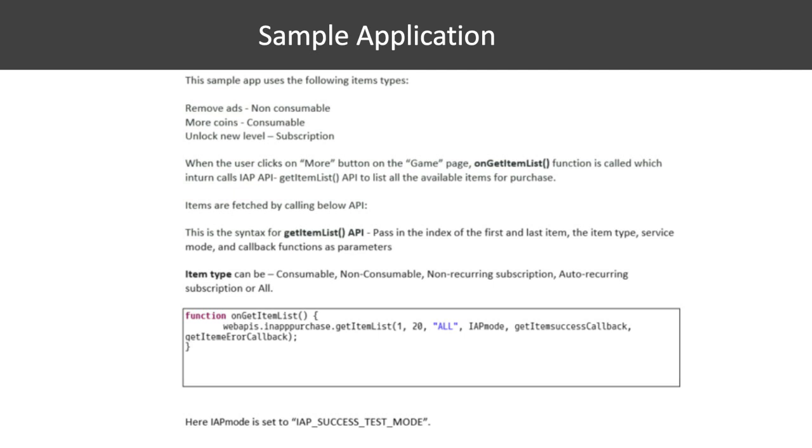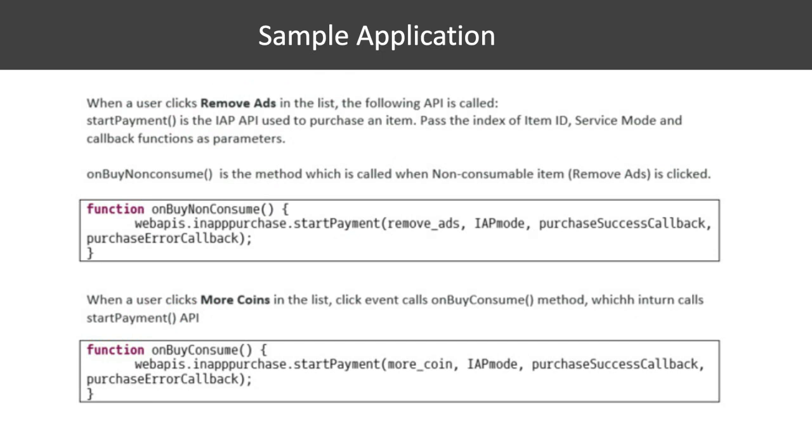And when the user clicks on remove ads in the list, we are calling the startPayment API. There is a function called onBuyNonConsume. So when the user clicks on remove ads, the function that is called is onBuyNonConsume. And inside onBuyNonConsume, we are actually calling startPayment, so users can buy the remove ads item.